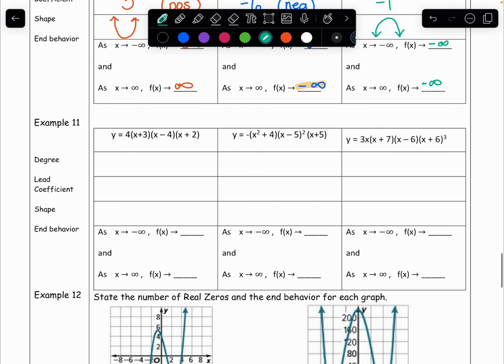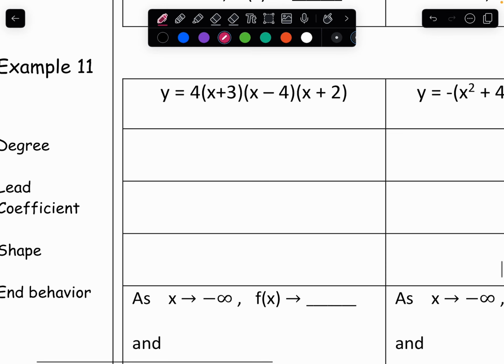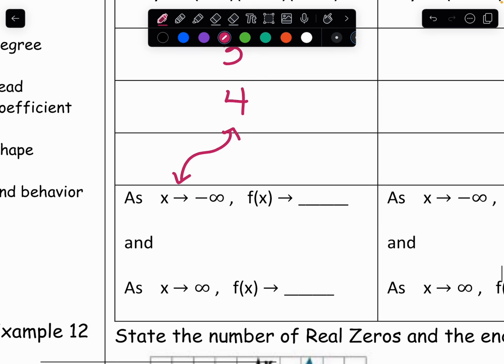I would suggest pausing the video and trying example 11 on your own. Hopefully you did. These are a little challenging. What we're going to do is add up our exponents, so 1 plus 1 plus 1. So our degree is 3. Our lead coefficient is 4, which is positive, and so our shape is going to look like this because it doesn't reflect. And so as x approaches negative infinity, y approaches negative infinity, and as x approaches positive infinity, y approaches positive infinity.